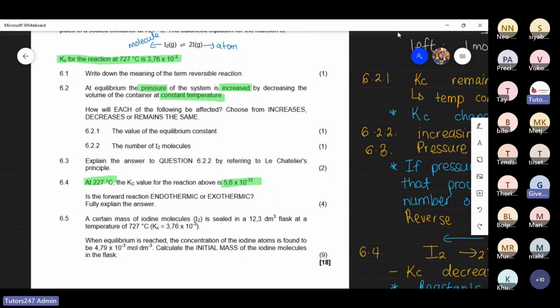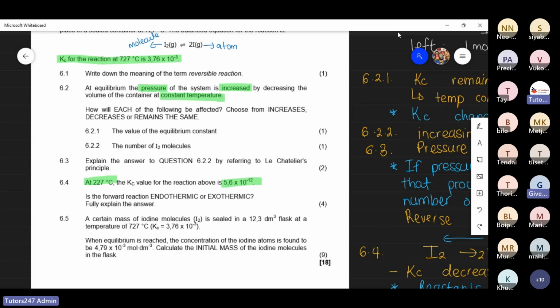So I'll repeat that once more. Our goal is to figure out whether or not the forward reaction is endothermic or exothermic, right? Now we are starting at temperature because that is the information we were given. We were told that there is a temperature decrease. If you look at 727 and 227, you can see that it's decreased, right? To go from 700 to 200, that is a decrease in temperature.